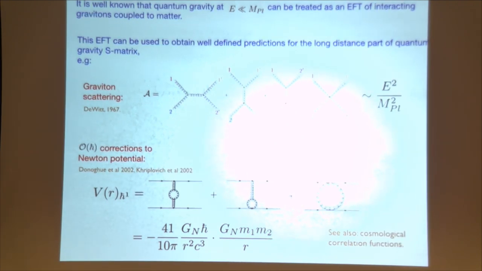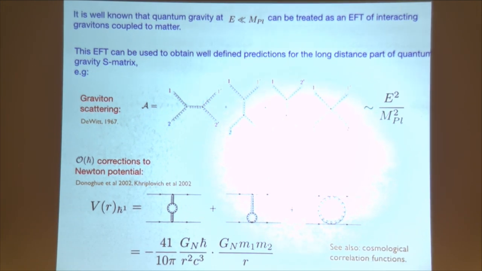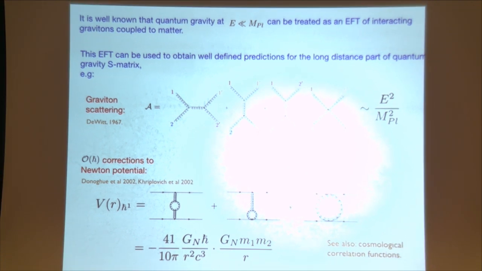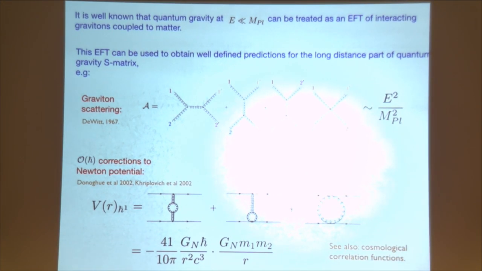To motivate the talk, I'll start by reminding you of the fact that quantum gravity perhaps is well understood at low energies, at energies much less than the Planck scale, and it can be described as a low-energy effective theory of interacting gravitons, self-interacting gravitons, plus interactions with matter. And this is a theory that makes definite predictions. The first one, perhaps, is due to DeWitt already over 50 years ago of the 2-to-2 graviton scattering amplitude. It's a definite expression that scales like energy squared over m Planck squared.